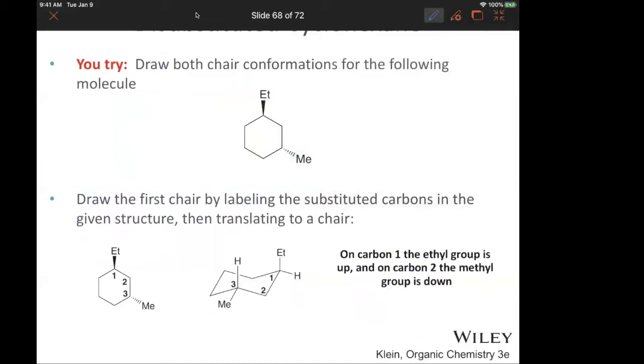The question would be: draw both chair conformations for the following molecule. And so there's the molecule that we're given. And I quickly see that this is 1,3-trans. So I draw my quick little cheat sheet here, and I see that 1,3-trans is going to be axial equatorial. And so I know that when I draw my chair, one is going to be axial, one is going to be equatorial. And when I do a ring flip, they switch. So it doesn't really matter which one we do first.